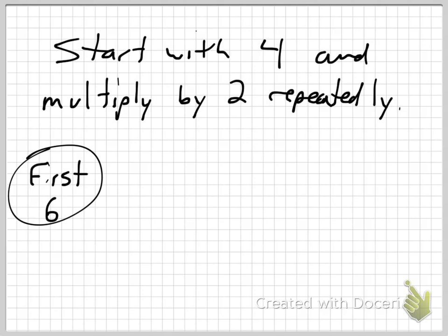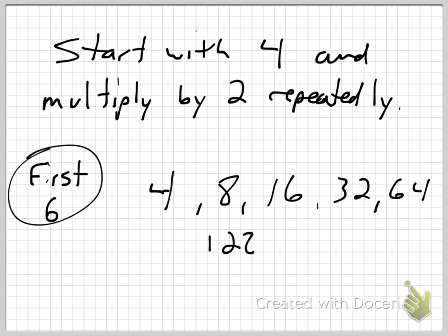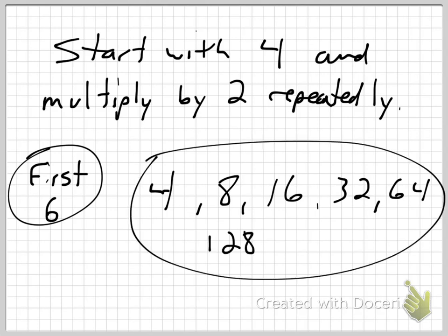All right, so what's the first term when it says start with 4 and multiply by 2 repeatedly? What's the first term, Michael? No. What's it say? Start with 4. If it says start with 4, what's the first term? 4. If it says start with 12, what's the first term? 12. Start with -6, what's the first term? -6. If it tells you start with, boom. 4 multiplied by 2, so 4, 8, 16, 32, 64, 128. That's your first 6 terms. Right?